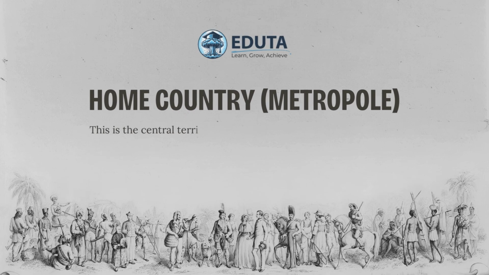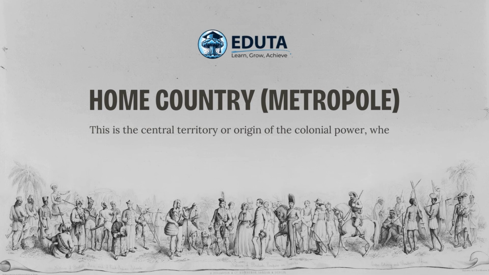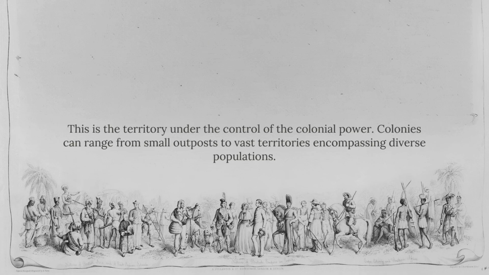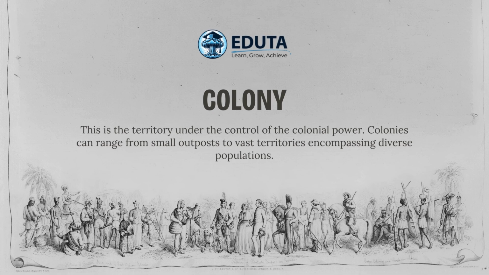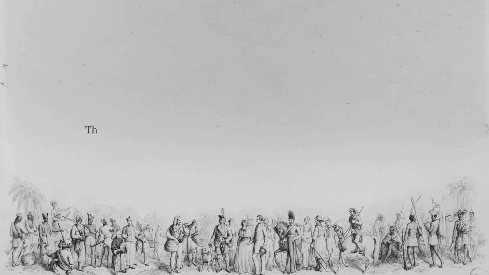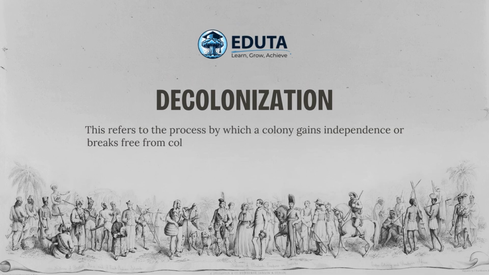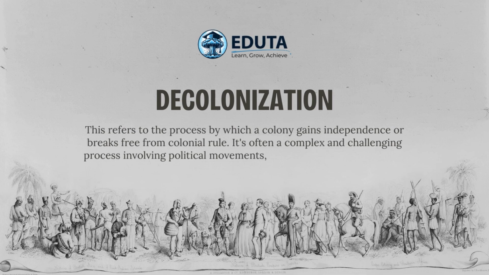Home country or metropole. This is the central territory or origin of the colonial power, where decisions about the colonies are made and from which resources and people flow. Colony. This is the territory under the control of the colonial power. Colonies can range from small outposts to vast territories encompassing diverse populations. Decolonization. This refers to the process by which a colony gains independence or breaks free from colonial rule. It is often a complex and challenging process involving political movements, negotiations, and sometimes even armed struggle.